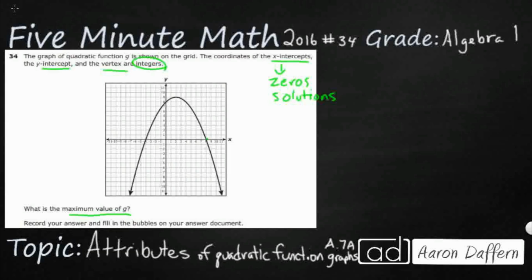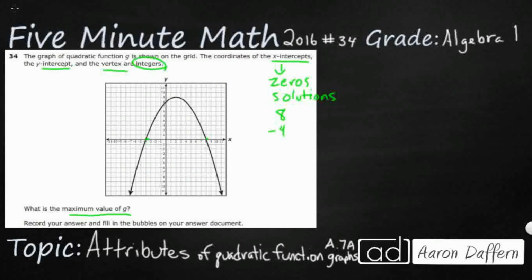So my x-intercepts are going to be right here. It's between 7 and 9. So my x-intercepts, or my zeros or solutions, are going to be 8. And then I've got one over here. Got a -4. So those are my x-intercepts, zeros, solutions.